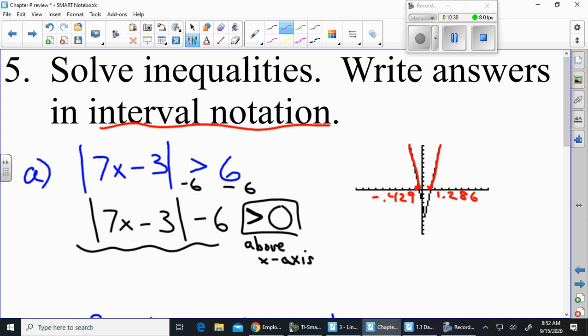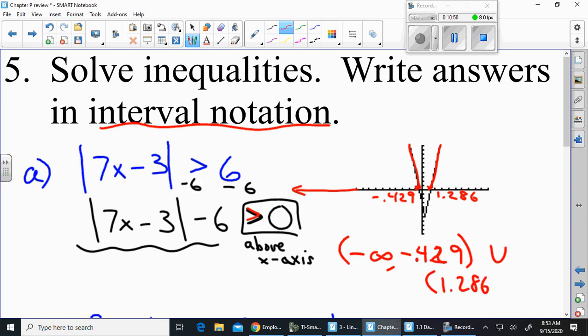At negative infinity, is it above the x-axis? Yes, because that would be way over here. It's above the x-axis. So negative infinity until I get to -0.429. No equal sign, all parentheses. Union, when does it start again being above the x-axis? 1.286 to infinity.